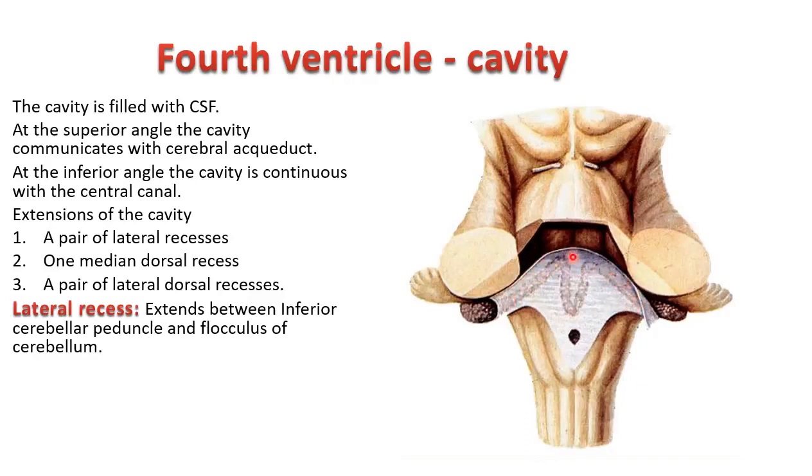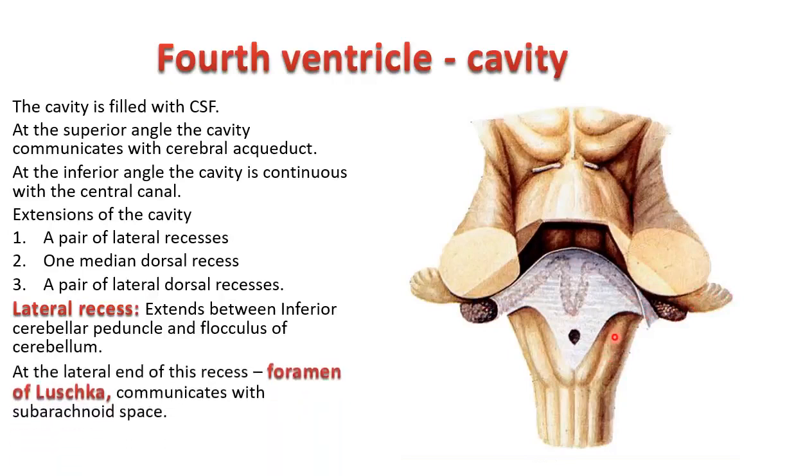As you see, the lower part of the roof also extends laterally. In the lower part of the roof, we saw a midline aperture or opening, called the foramen of Magendie, through which the CSF escapes. CSF escapes through three openings, one median opening which you can see here. Now coming again to the cavity extension, laterally it extends between the flocculus behind and the inferior cerebellar peduncle, as a pair of lateral recesses.